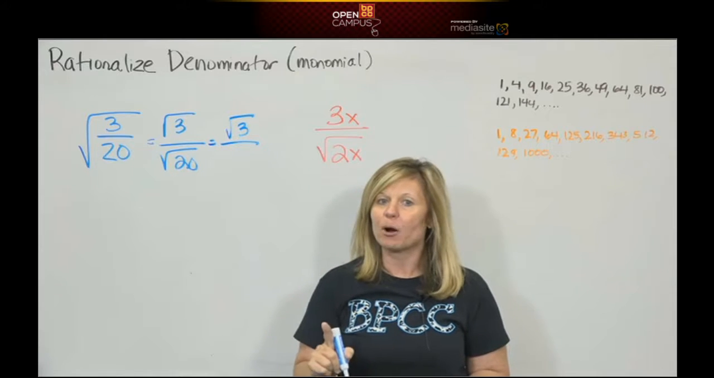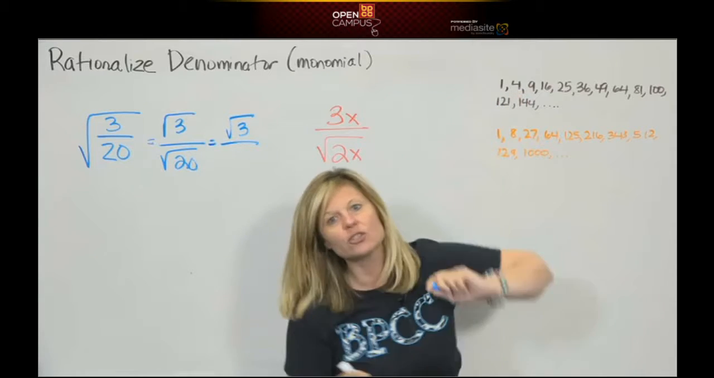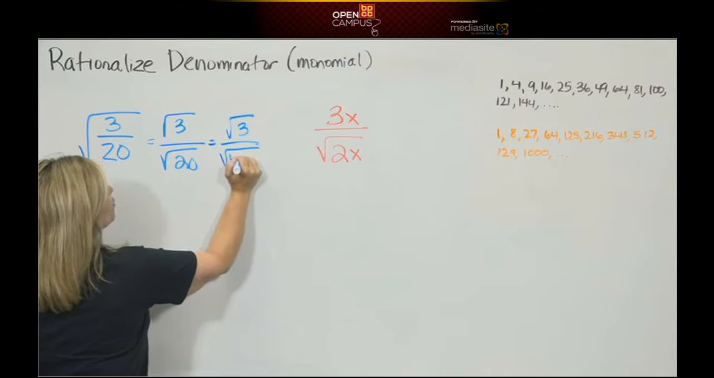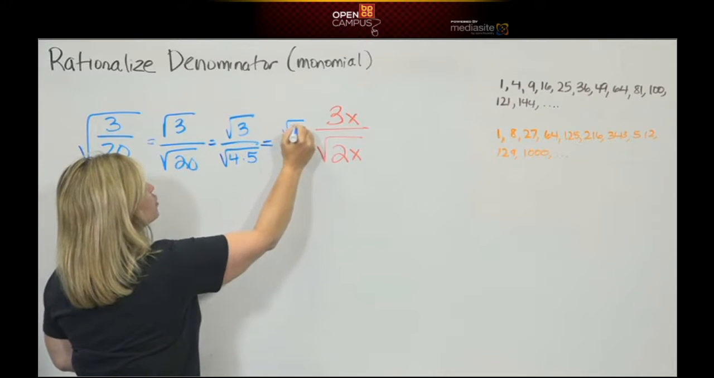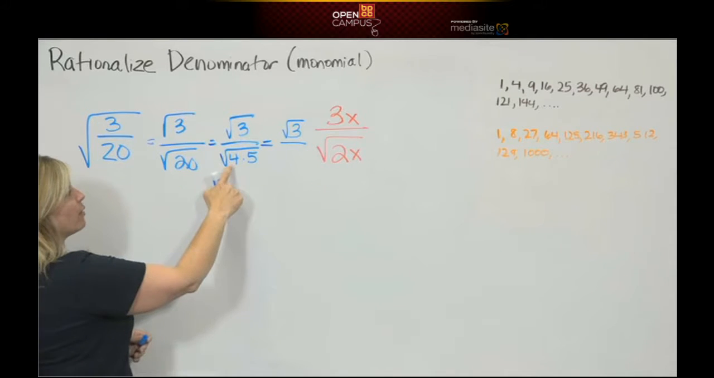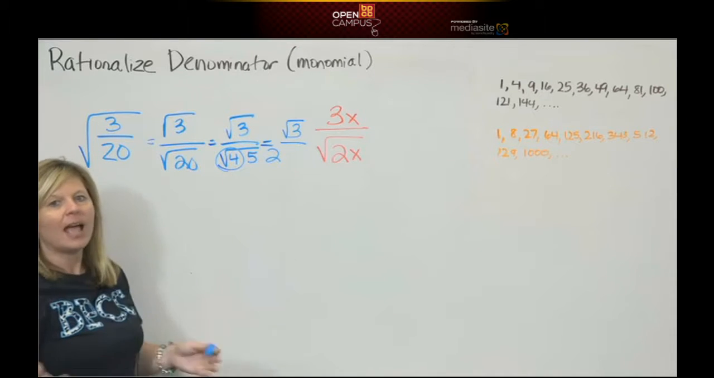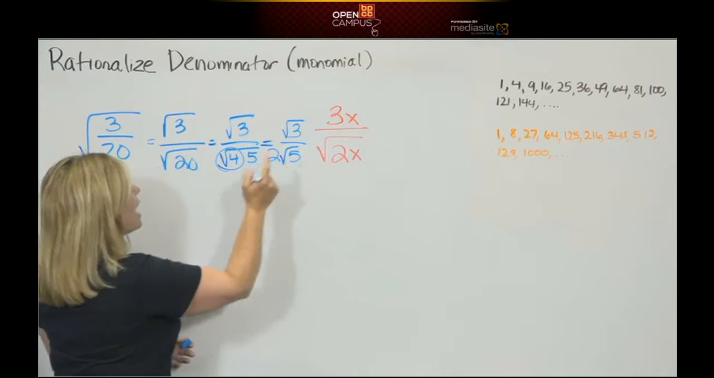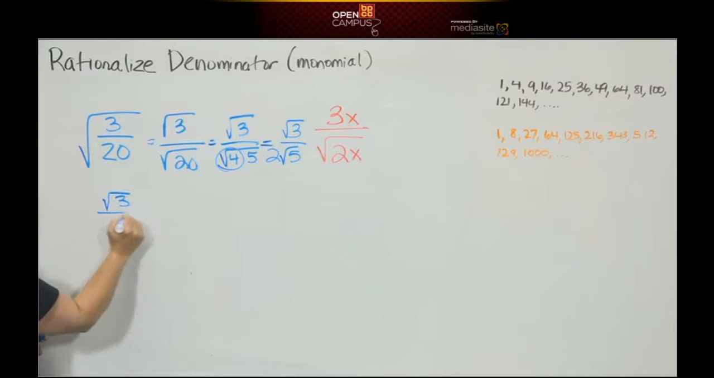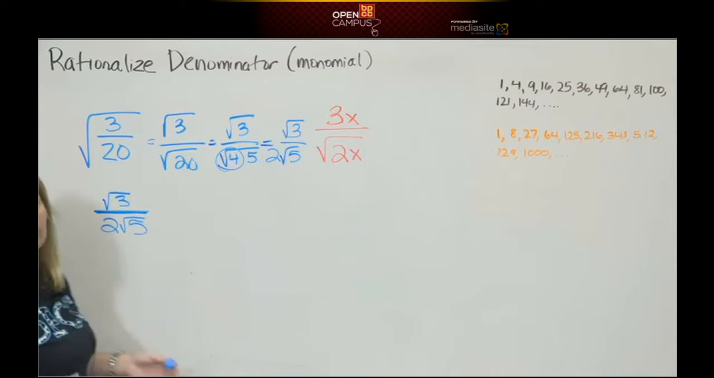20 is not a perfect square, but it does have a perfect square in it. If I go to my perfect square list, 4 divides into 20. So I can rewrite this as 4 times 5. So now we have, in the numerator, square root of 3, but in the denominator we have square root of 4, which we know is 2, so the 2 comes out, and then we have square root of 5. And we can't do anything with square root of 5. 5 is prime, and it's not a perfect square. So now this expression is square root of 3 over 2 square roots of 5. Again, this bar means division. We can't divide a 3 by a 5, so we can't do any division.